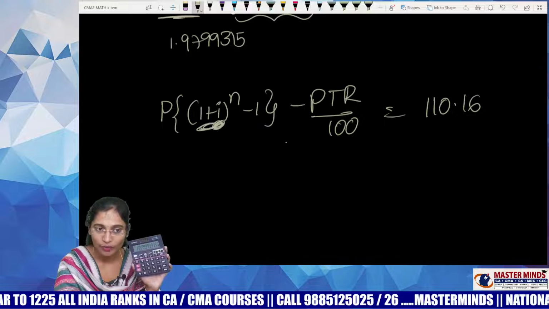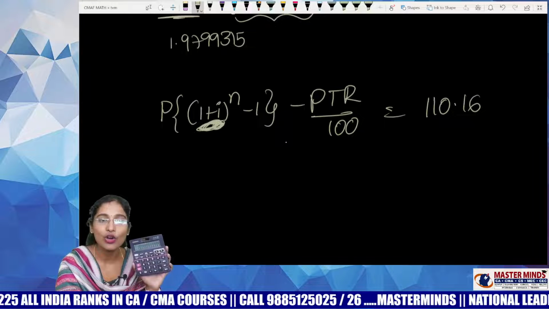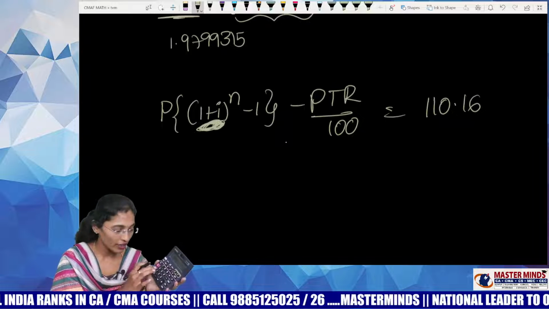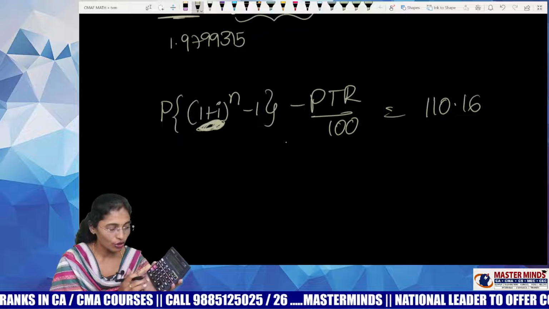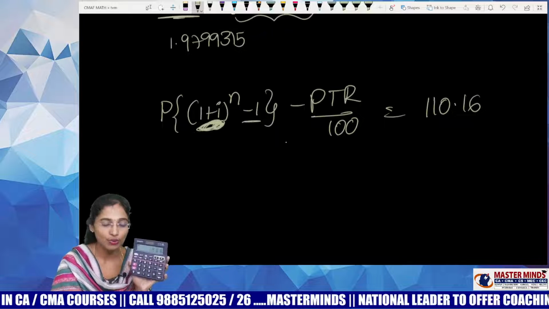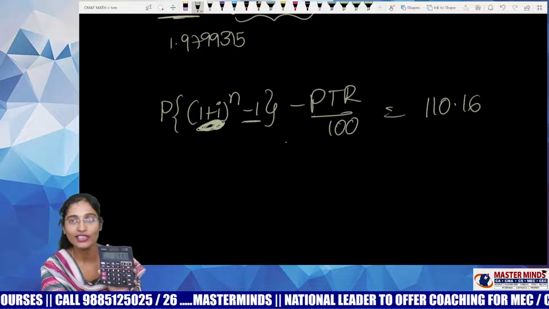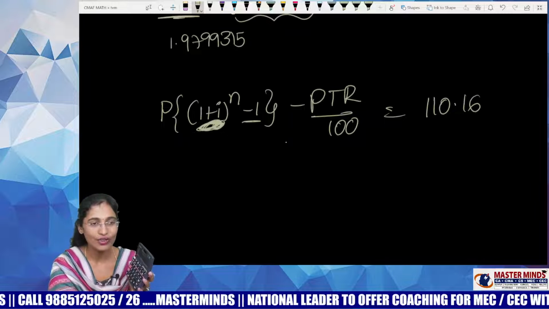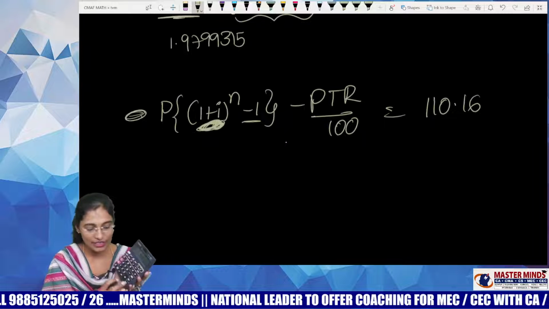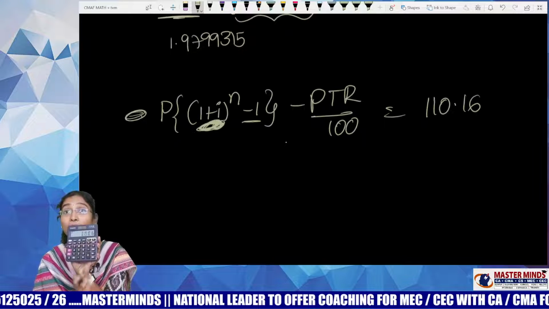0.06 plus 1. 1.06 whole power n means whole cube. Do that. 1.06 whole cube. Minus 1. Okay, 0.191016, sorry. The symbol behind it is plus, so that's why I'm using M plus.